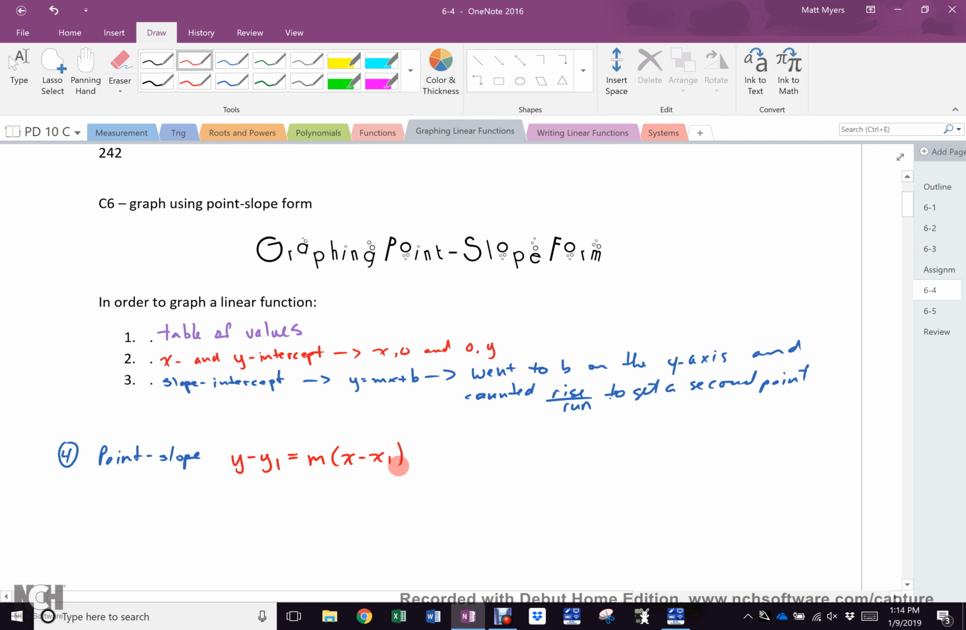Now, you've seen all of these before, yes? These 2 points are the known point that we can plot. In slope-intercept form, what is the known point that we could plot? We could go straight to it and put it on the graph. It was b. It was the y-intercept, right? Well, in this form, this is the known point we can plot. But it's a little bit tricky.